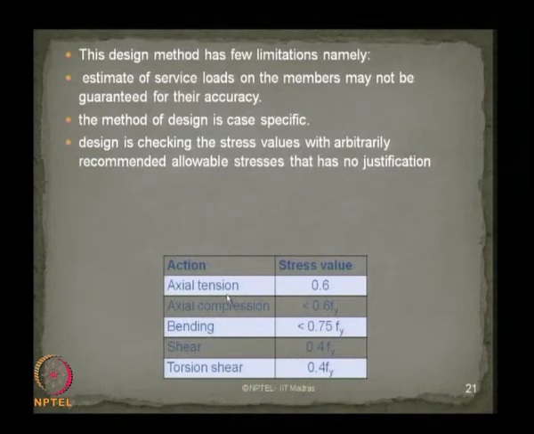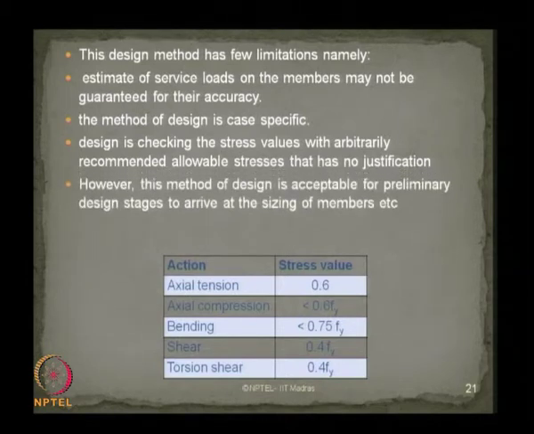If a member is subjected to pure axial tension only, then the permissible stress value is only 0.6 of Fy, and so on. Talking about axial compression or torsional shear, the factors or permissible stress values which are acceptable in the design vary as per the table seen just now. So, this method of design is acceptable only for preliminary design stages. It cannot be carried forward to the implementation stages, because it is generally used only to arrive at the sizing of the member.